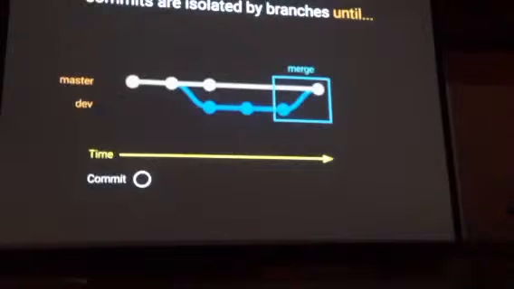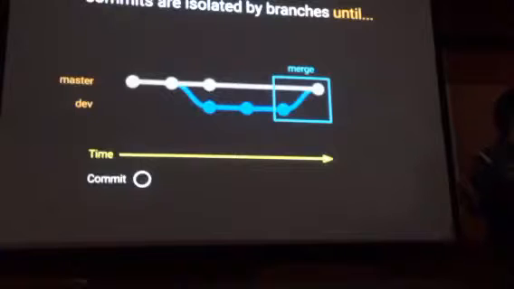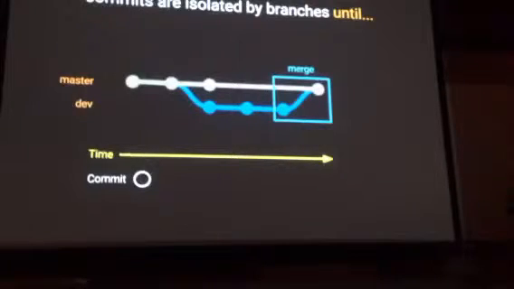Okay, so they are isolated by branches until you do something called a merge. And the merge is where you take that path and you bring it back into another branch. So what this does is it would take all the commits in here and try to merge them with all the commits of master. So you've made changes in one branch and you want to bring them into another branch. And this is done with the git merge command, which I'll cover.